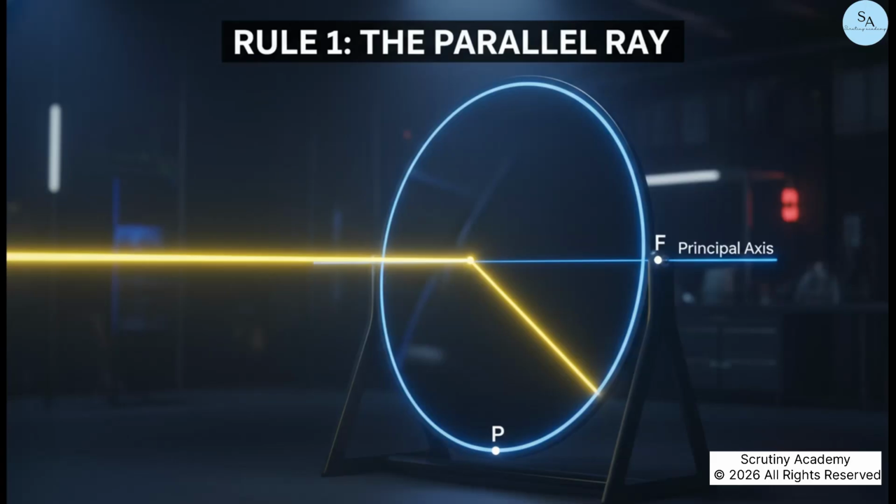First up, we've got the parallel ray, and this one's a big deal. Any ray of light that comes in traveling parallel to the principal axis will hit the mirror and bounce off directly through the focal point F. I mean, this rule is literally what defines the focal point.